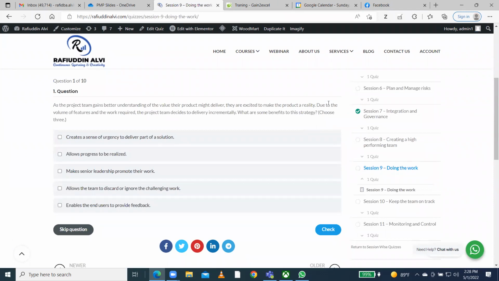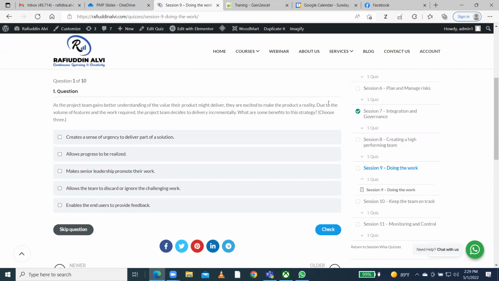Okay, so as the project team gains a better understanding of the value their product might deliver, they are excited to make the product a reality. Due to the volume of features and work required, the project team decides to deliver incrementally. What are some benefits to this strategy? Creates a sense of urgency to deliver part of a solution, allows progress to be realized, makes senior leadership promote their work, allows the team to discard and ignore the challenging work, enables the end user to provide feedback.